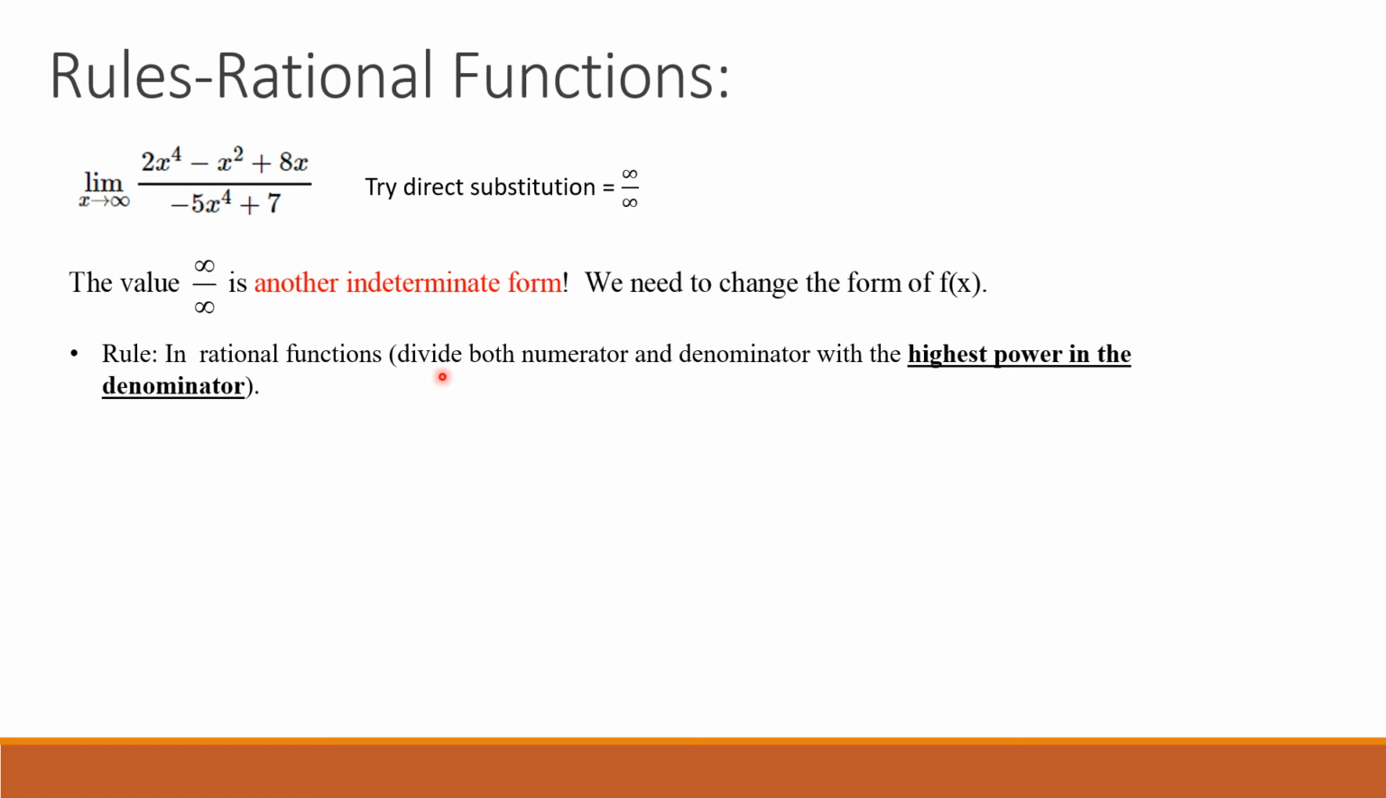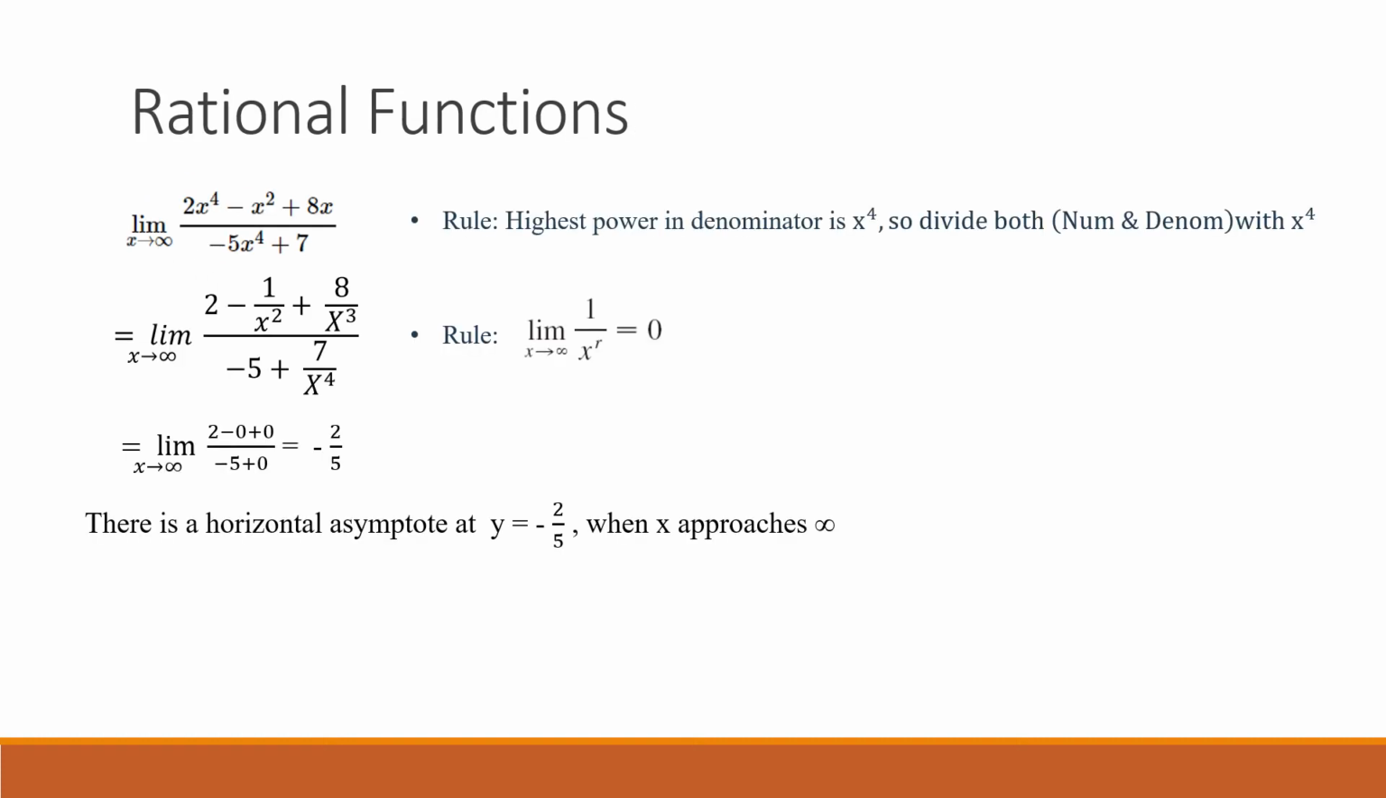In rational functions, I'll divide both numerator and denominator by the highest power in the denominator. Here, the highest power in the denominator is x^4. So I will divide up and down by x^4. So the numerator will be 2 minus 1 over x squared minus 8 over x cubed. Divided by, I will divide the denominator by x^4, so this will be negative 5 plus 7 over x^4. Remember, when you have x in the denominator, it's 0, so this term is 0, this term is 0, and this term is 0. So you will end up with 2 over negative 5, so it's negative 2 over 5. So I have a horizontal asymptote at y equals negative 2 over 5.